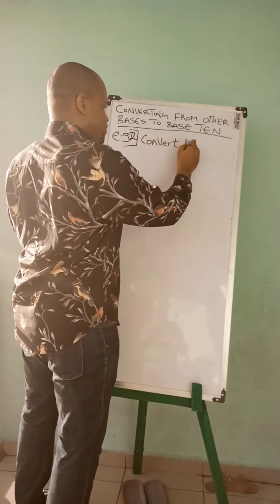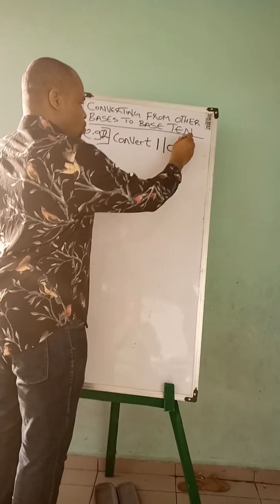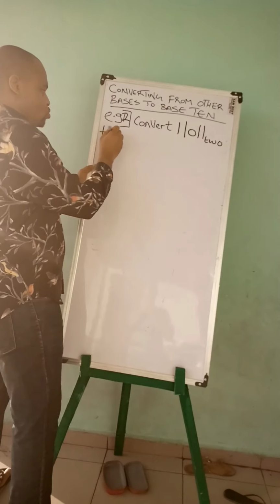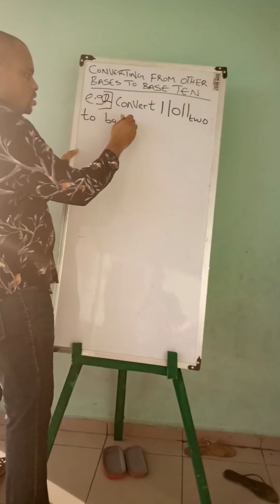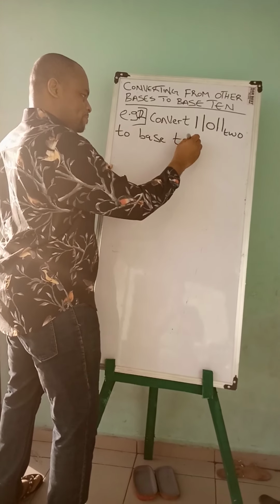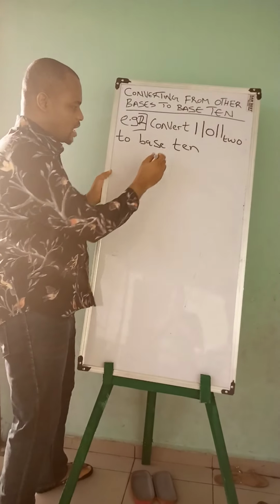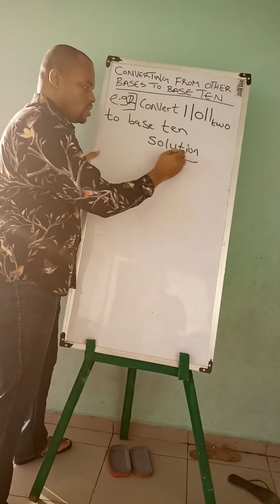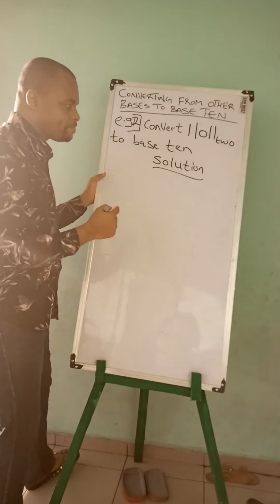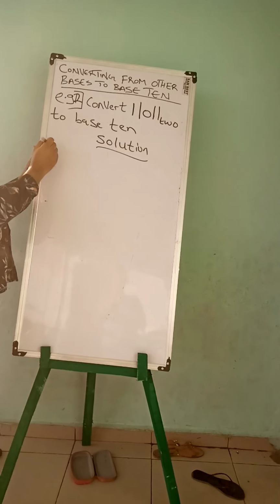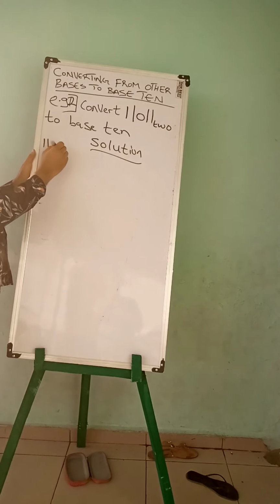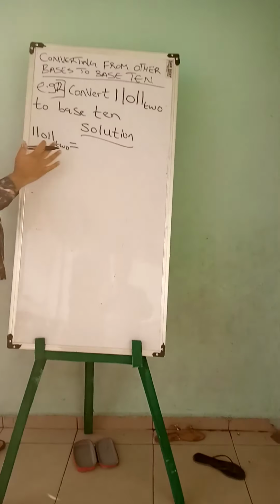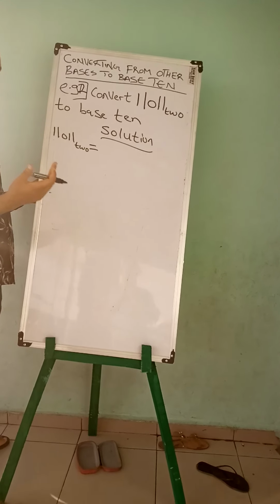Convert 11011 base 2 to base 10. Our solution. Focus on the board, don't focus on me. Now this is the number given to us. 11011 base 2. We are going to expand this number because we are converting to base 10.